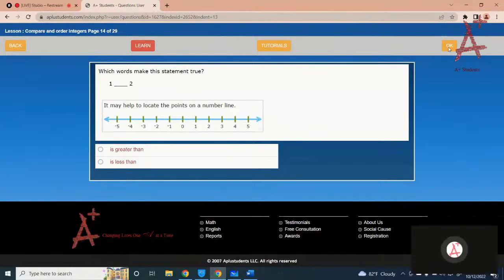Which word makes the statement true? 1 is greater than 2 or less than 2? 1 is less than 2. Got it? Yes, it is less than. Very good.